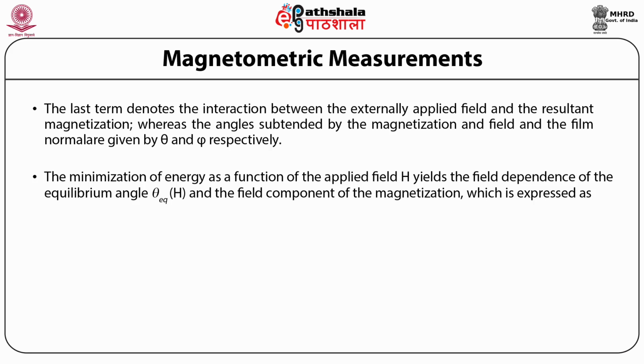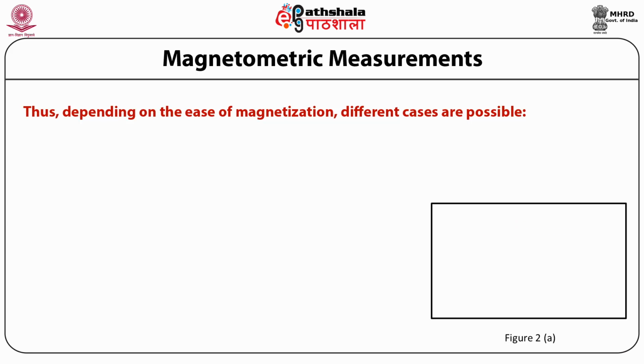The minimization of energy as a function of the applied field H yields the field dependence of the equilibrium angle theta equilibrium, which is a function of H, and the field component of the magnetization, which is expressed as m equals Ms cos of (theta equilibrium minus phi). Thus, depending on the ease of magnetization, different cases are possible.